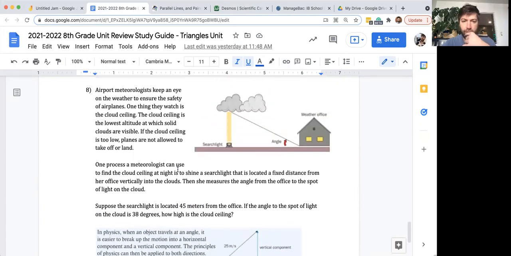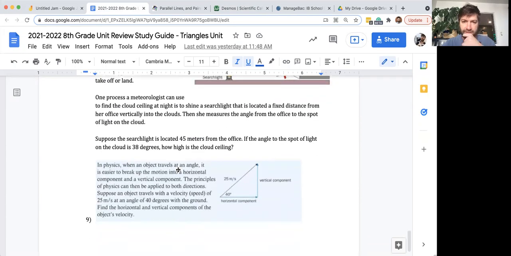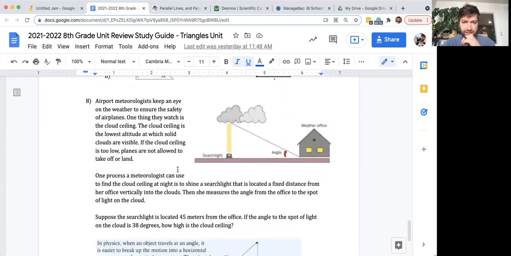One process a meteorologist can use to find the cloud ceiling at night is to shine a searchlight that is located a fixed distance from her office vertically into the clouds. Then she measures the angle from the office to the spot of light on the cloud. Okay, so we're just doing a right triangle here. It says, suppose the searchlight is located 45 meters from the office, so that's 45. The angle to the spot of light on the cloud is 38 degrees. How high is the cloud ceiling?